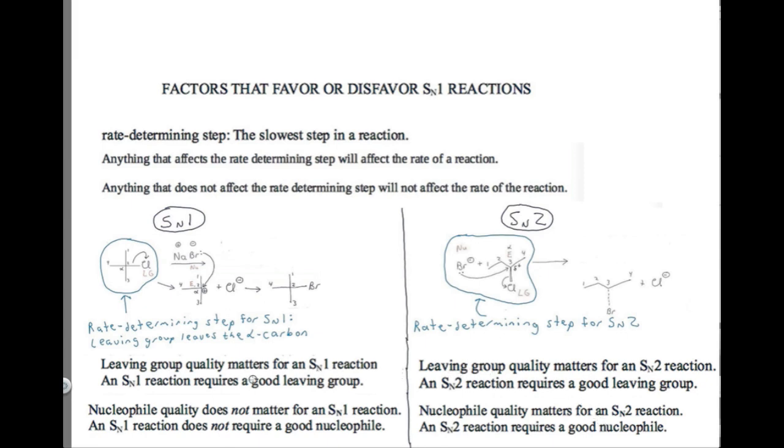So it's good to add a little bit of this extra information here to really summarize the key factors for leaving groups and nucleophiles. The most surprising idea here is that nucleophile quality does not matter for an SN1 reaction because the nucleophile does not participate in the rate determining step for an SN1 reaction.